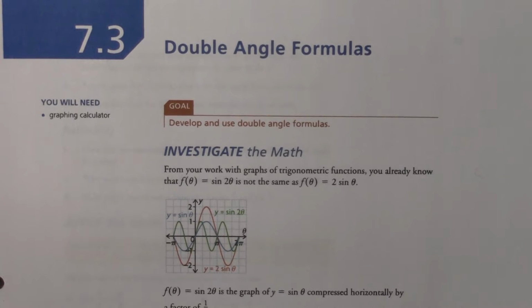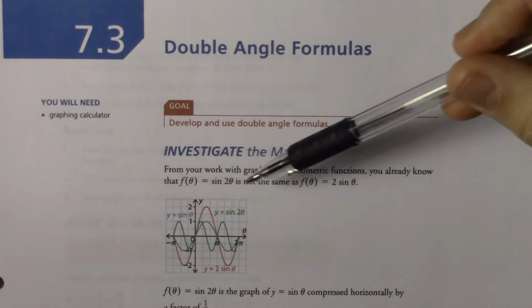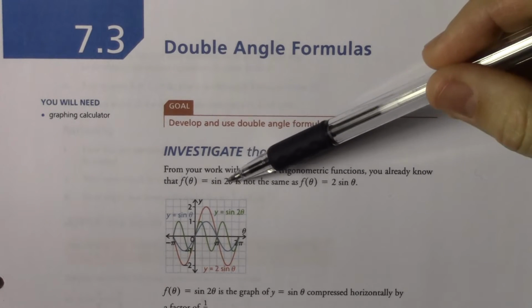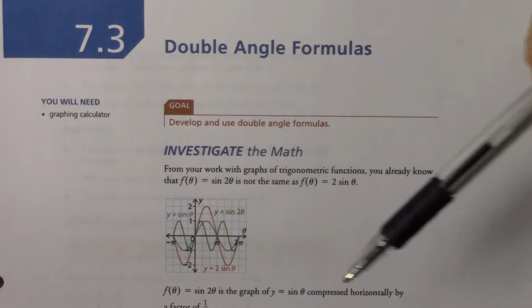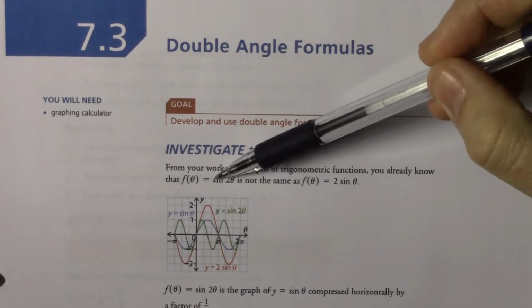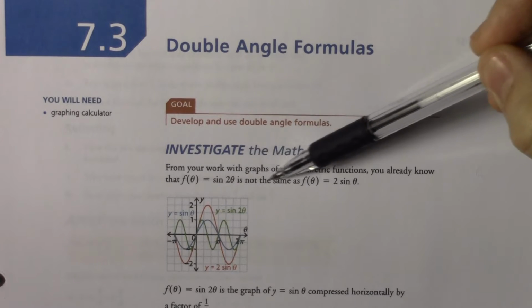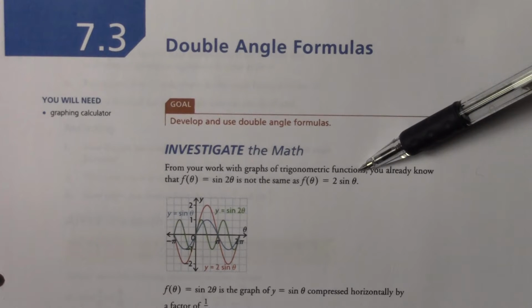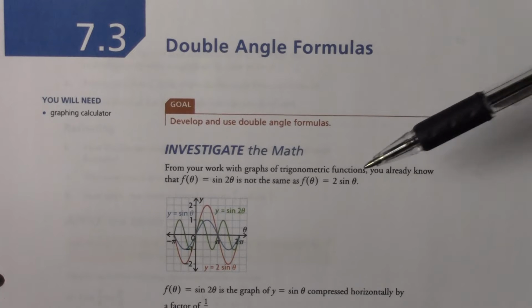So let's start. From your work with graphs of trigonometric functions, you already know that f at theta is equal to sine. I'm going to call that x from now on because I don't like saying theta. I always confuse it with pi. So sine 2x is not the same as f at x equals sine x.